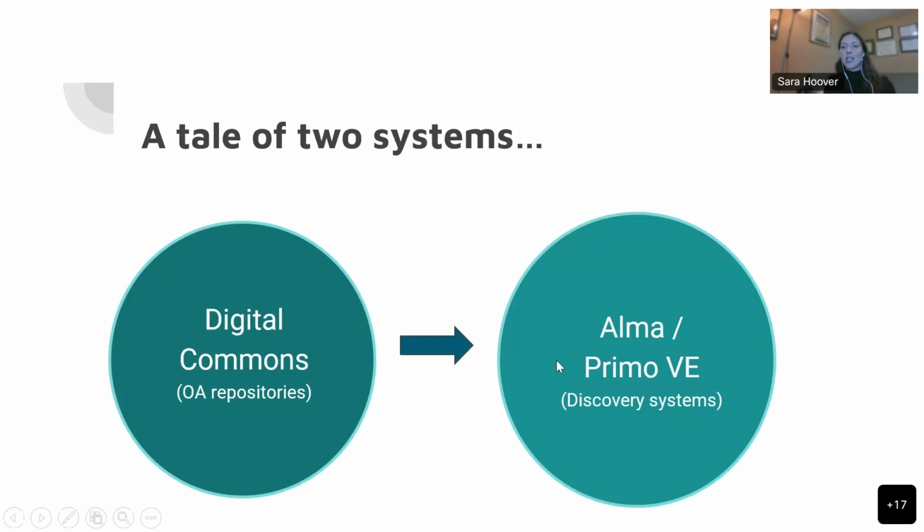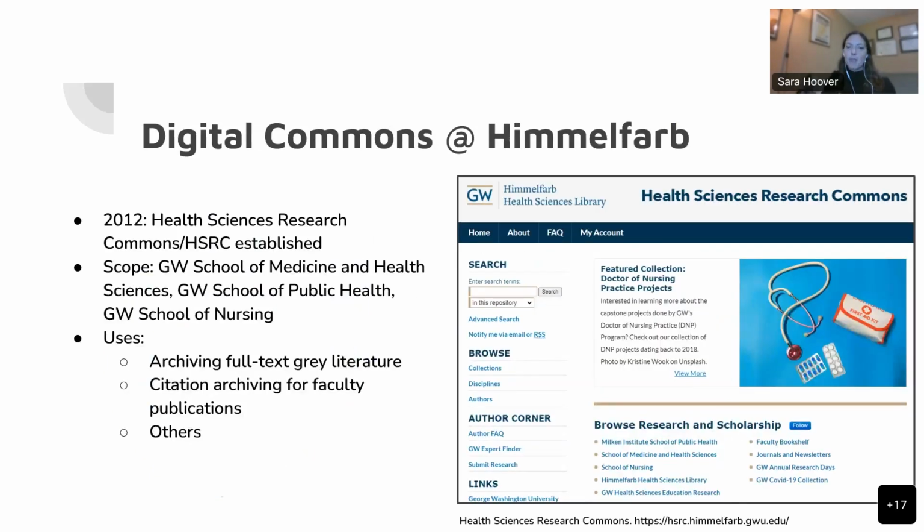This is really a tale of two systems. It's about getting content from our Digital Commons IR into our Ex Libris Alma Primo system. Quick systems background. Himmelfarb acquired an instance of Digital Commons about a decade ago. Our instance is known as Health Sciences, or HSRC for short.